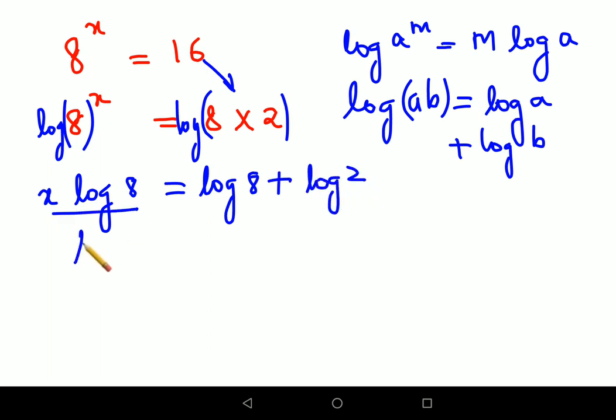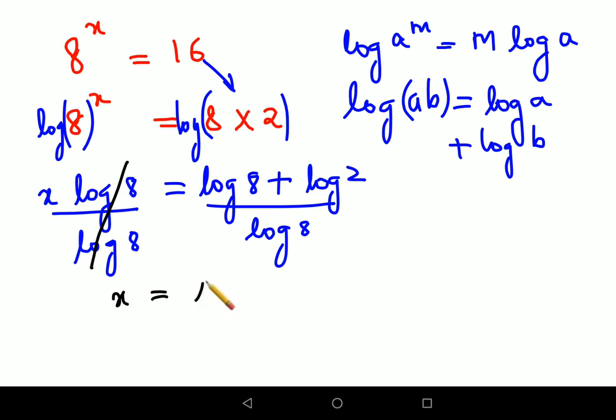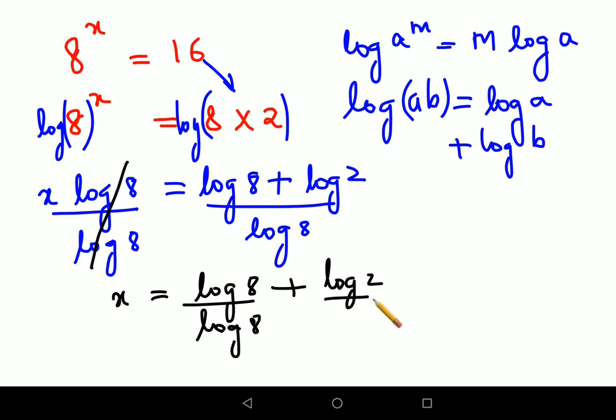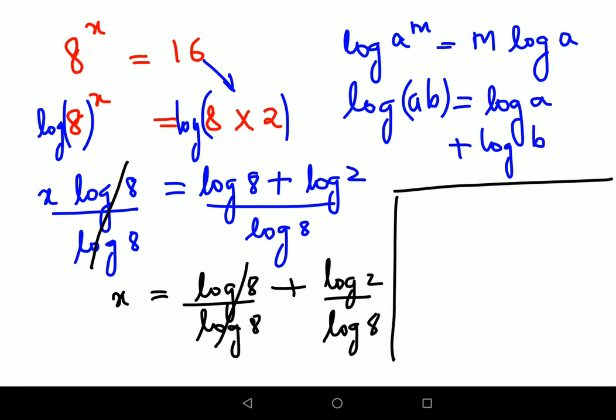Now dividing both sides by log 8, in order to find the value of x, we'll keep all the constants on one side. So now this is cancelling. I'm left with x equals, let's split this, log 8 upon log 8 plus log 2 upon log 8. Now this is cancelling, so here I can write x equals 1 plus log 2 upon log 8.